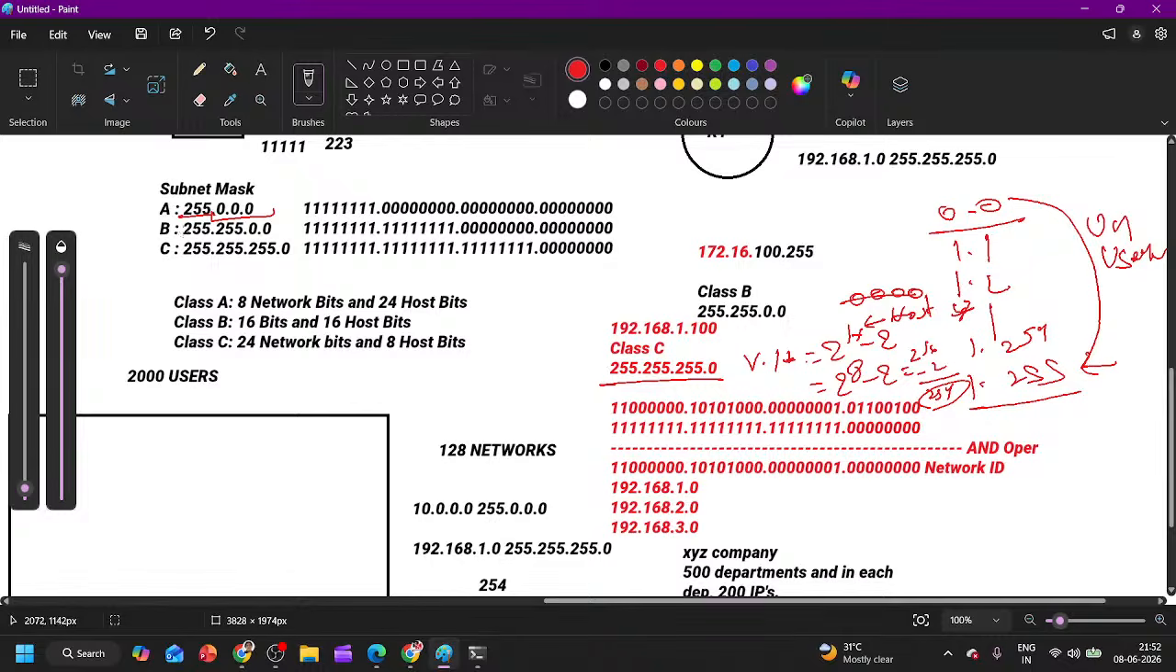In class B we have 16 network bits, which means 2 power 16 networks. If you exclude the reserved bits, then 2 power 14 networks and 2 power 16 minus 2 hosts. Similarly in class C, 24 bits are for network and 8 bits are for host. So 2 power 8 minus 2, 256 minus 2, 254 IP addresses.